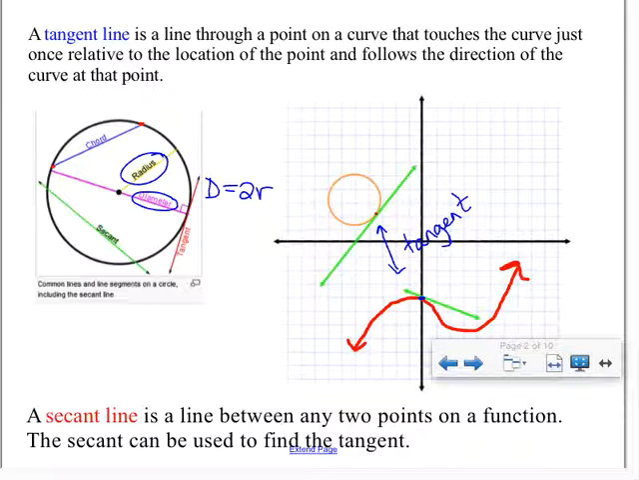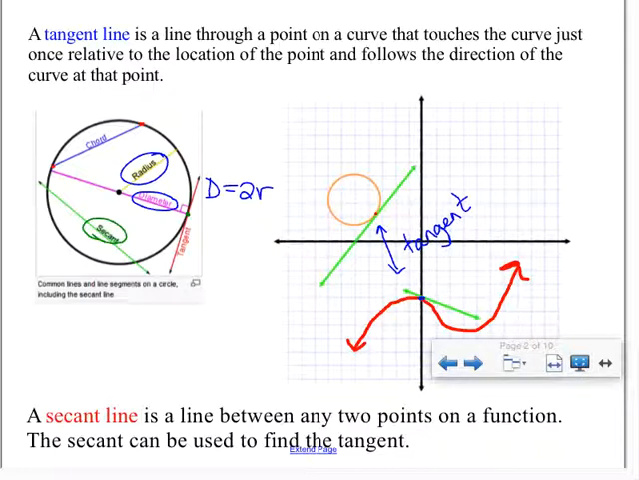Now, I want to talk about the difference between a secant line and a tangent line. So look over on our circle again. The secant line is just any line that connects 2 points on our circle. It's not the line segment. It is the total line. A tangent line only hits it once.